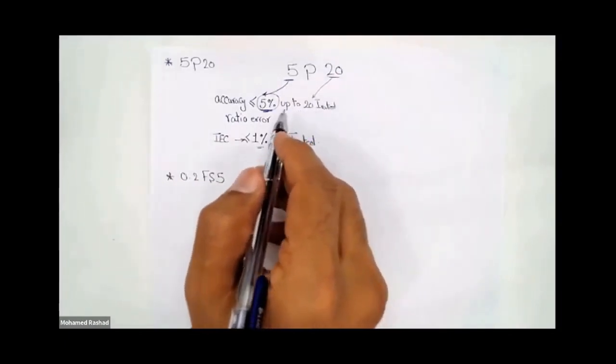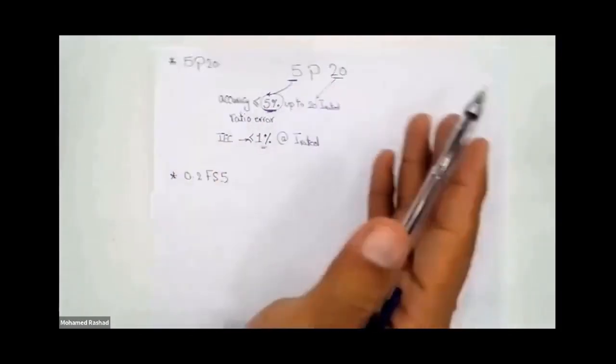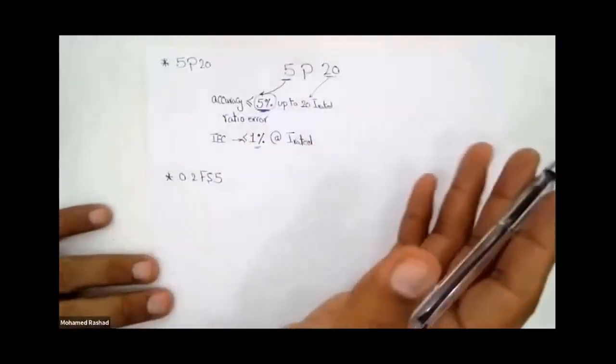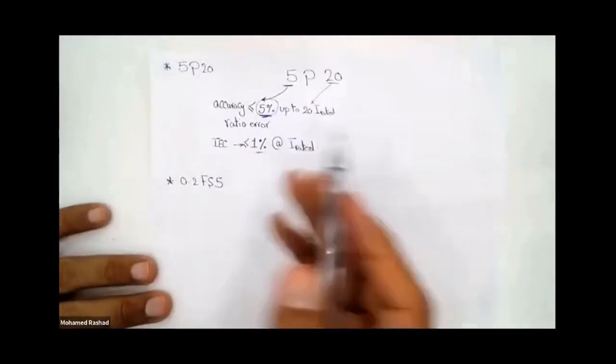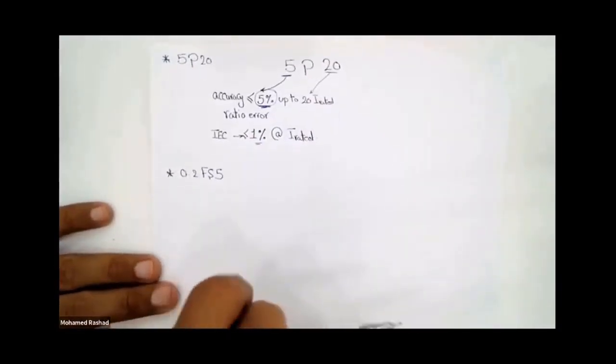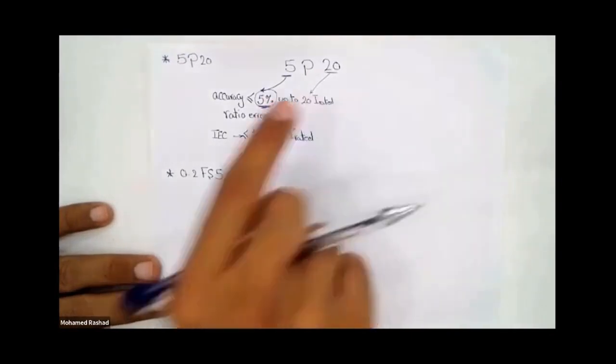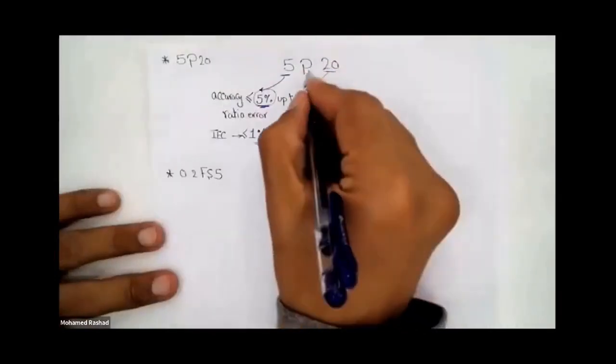This doesn't mean it is exactly 5%. It will not exceed 5%. It might be 2%, 2.5%, 3%, or it could remain at 1%, and that's not a problem. But as a manufacturer, I assure you that the ratio error will never exceed 5% before reaching 20 times the current. Okay. What does the P mean?